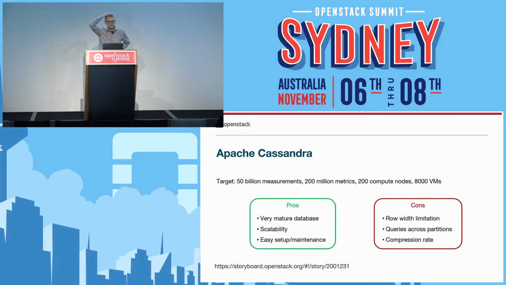Another Queens priority for us is a time series database alternative to InfluxDB. InfluxDB is probably the best open source time series database, and we have support for this. But the clustering in InfluxDB is closed source, so we look for an alternative, which is open source. The target is to get 50 billion measurements, 200 million metrics, which corresponds to the deployment of around 200 compute nodes and 8,000 VMs. It is the reference system for which we do the test measurements.